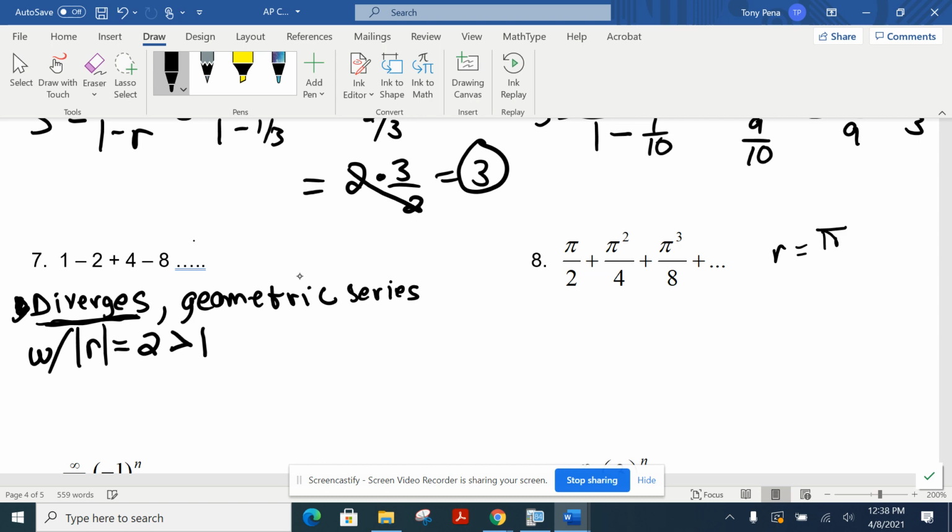I got pi over 2. Me too. So pi over 2 roughly is about 1.5-ish. That's greater than 1. So we would say that this diverges.